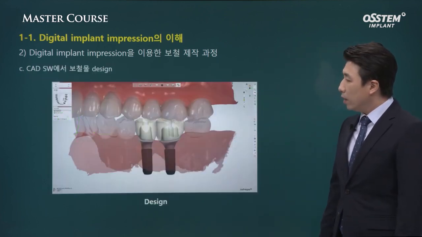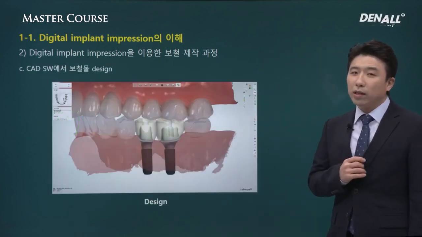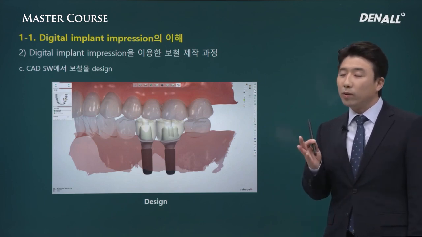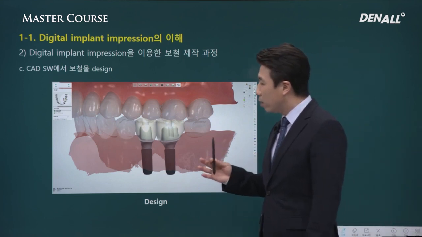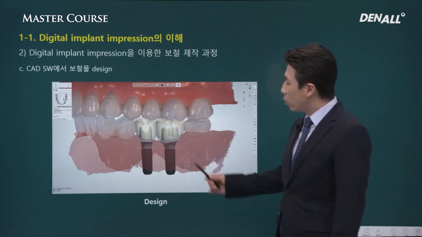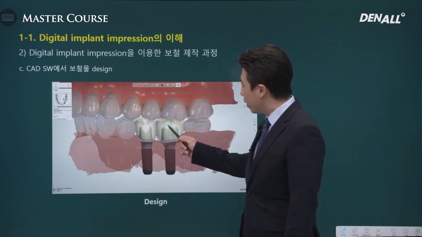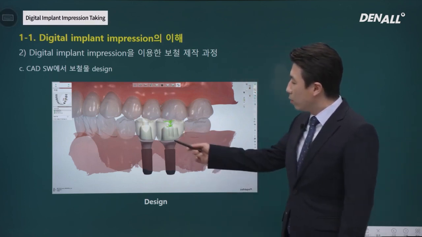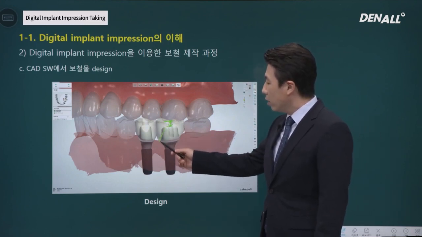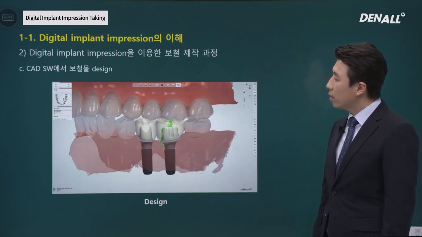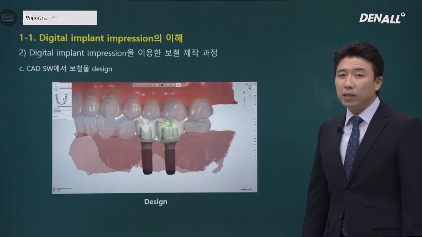Next, prosthetic design. There are many things to consider that will be explained in the design lecture. The thickness of the prosthesis needs to be considered, and the angle of an abutment, and the form of the gingiva, the concave form, and things like that need to be considered for the design.